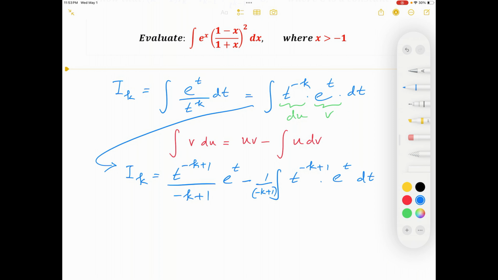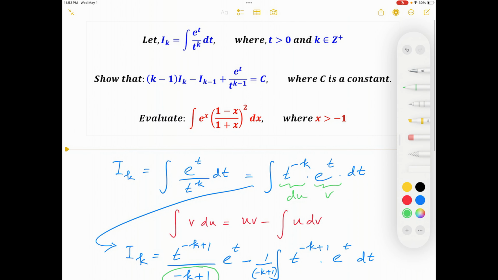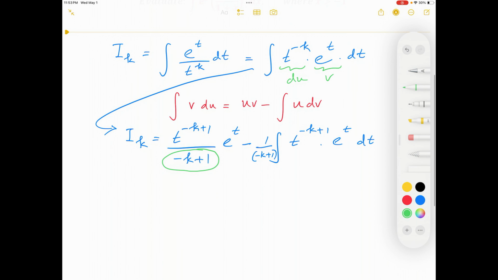Alright, now I'm going to do a modification. I can see that this term is negative k plus 1. In the given equation to be shown, I have it as k minus 1. Therefore, what I'm going to do is, I'm going to factor out a negative 1 from both of these terms. If I factor out negative 1 from those two terms, I get negative 1 times k minus 1.